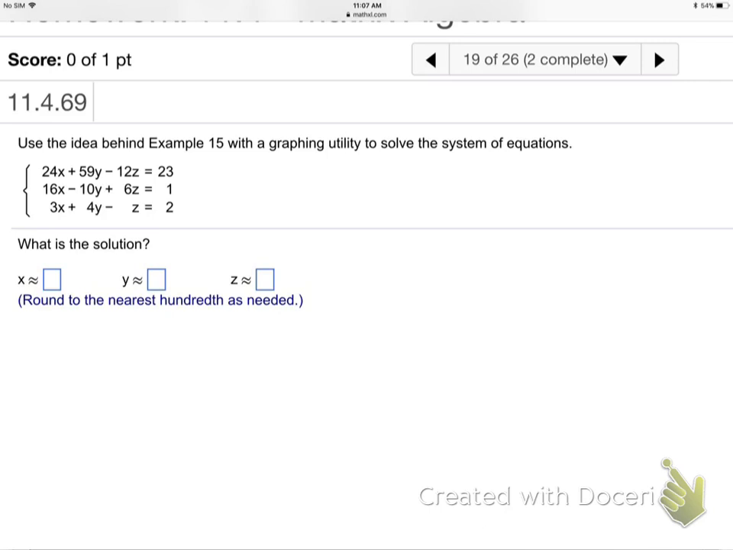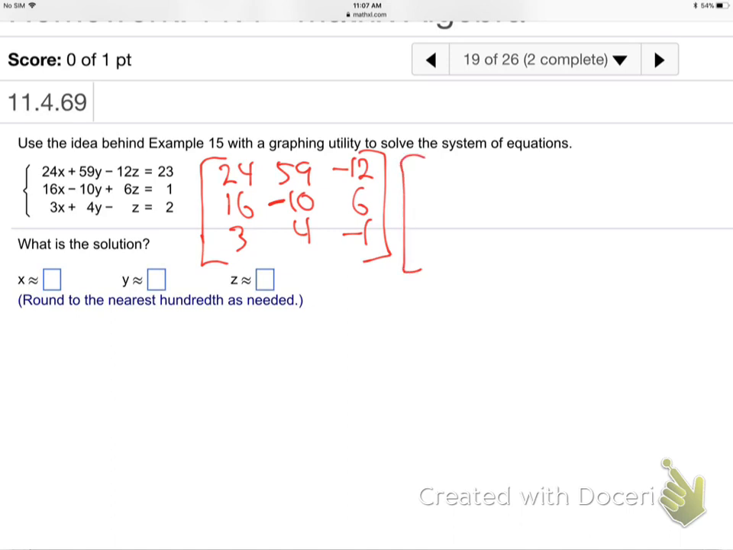Now, here we see some of the power of matrices. I'm going to convert those 3 equations with 3 letters into one big matrix equation. Here's how you do it. You just peel off the X, Y, and Z and just write the numbers only. 24, 59, minus 12, 16, minus 10, 6, 3, 4, negative 1. Like that. Just the numbers, no X, Y, or Z. See that? No X, Y, or Z.